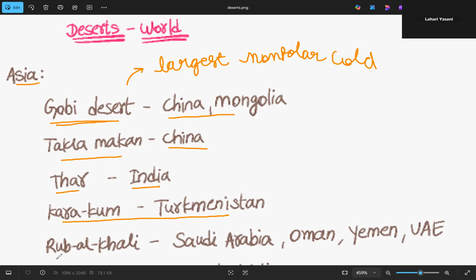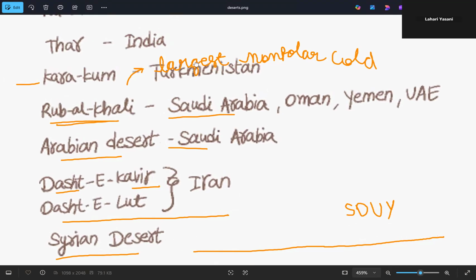The next one is Rub al Khali. So this is a hot desert, and it is in Saudi Arabia, Oman, Yemen, UAE. Remember it as SOUY: S for Saudi Arabia, O for Oman, U for UAE, and Y for Yemen. So this is Rub al Khali, which is spread over 4 countries. And the next one is Arabian Desert.